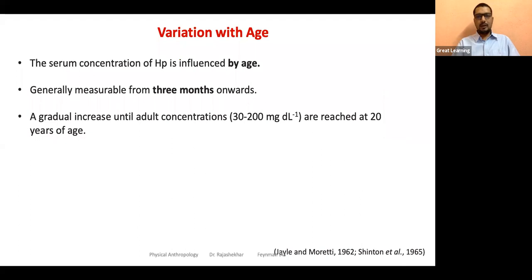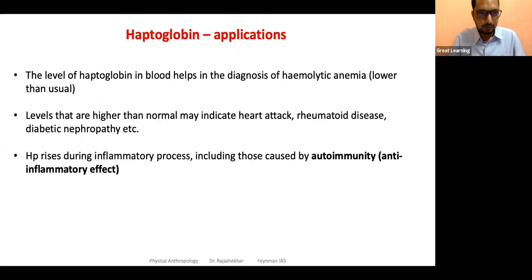Okay, and then age-wise differences are also noticed: the serum concentration of this changes with age, starting at 3 months. This is when it starts to be detected, and then it reaches the maximum at 20 years of age. So like that, age-wise differences can also be identified with respect to haptoglobin.